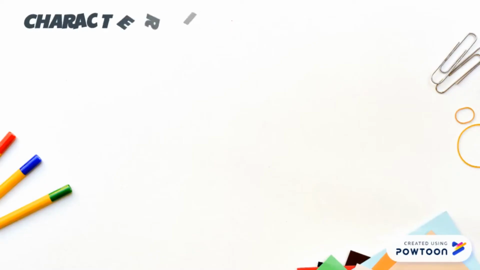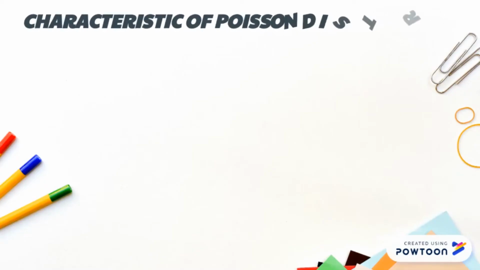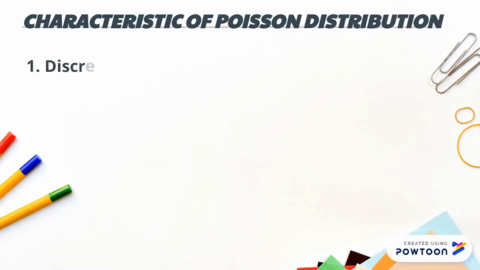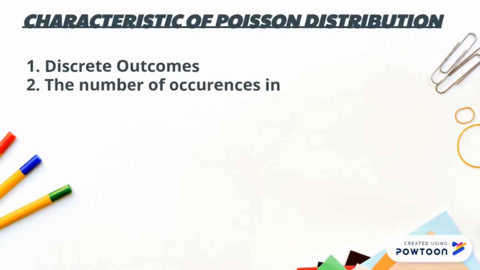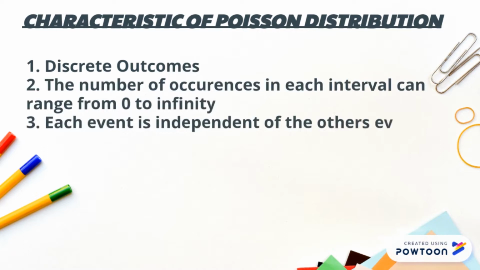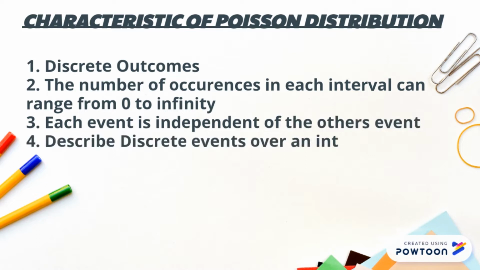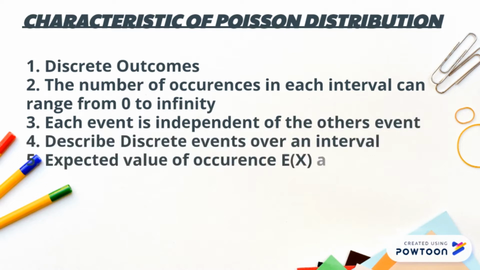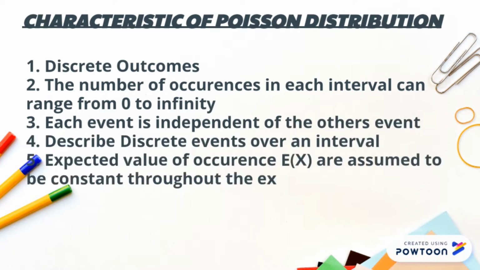So, we're going to look at the characteristics of Poisson distribution. Firstly, discrete outcomes. Second, the number of occurrences in each interval can range from 0 to infinity. Third, each event is independent of the other events. Fourth, it describes discrete events over an interval. And the last, the expected value of occurrence, E(X), is assumed to be constant throughout the experiment.